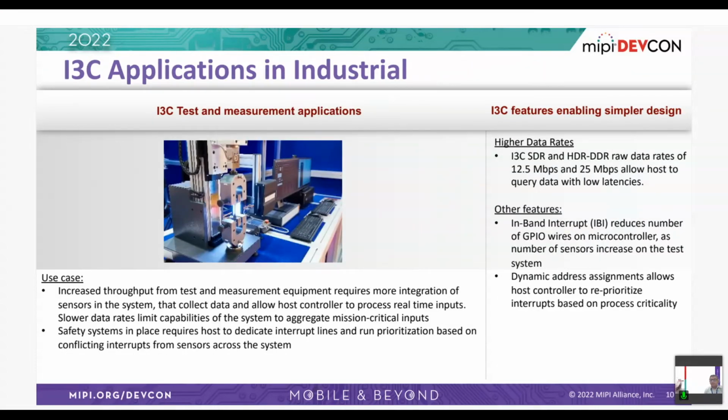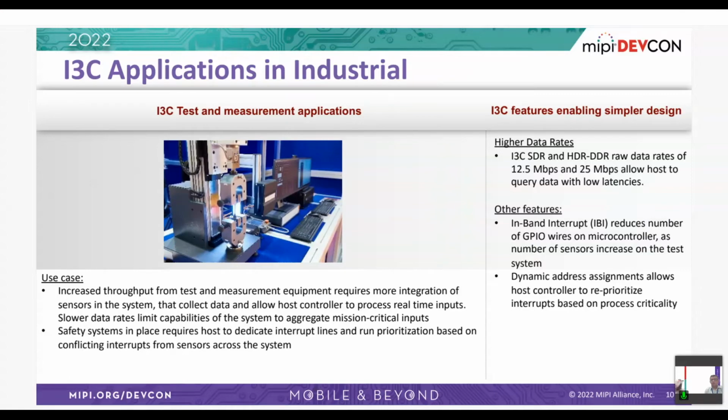Lastly, in the industrial application, especially in the test and measurement applications, we are seeing an increased requirement on throughput because with the scalability of these systems, there is a requirement that more and more integration of sensors happen in these systems. So depending upon the kind of application they are being used for, there could be tens of temp sensors or optical sensors and humidity sensors to be able to control the process. And slower data rate basically limits the capabilities of the system.